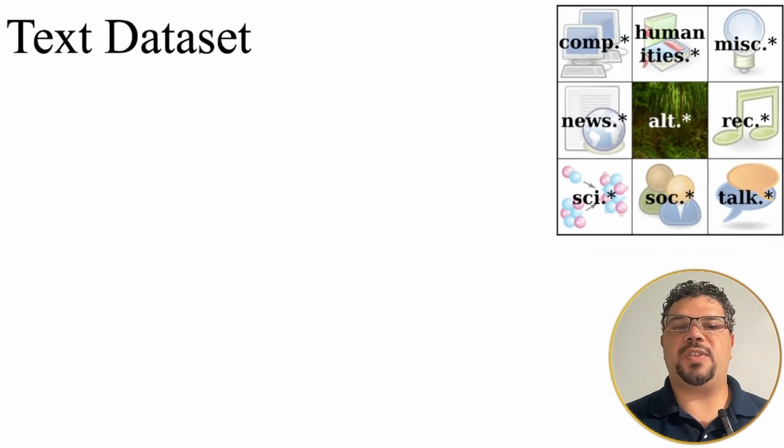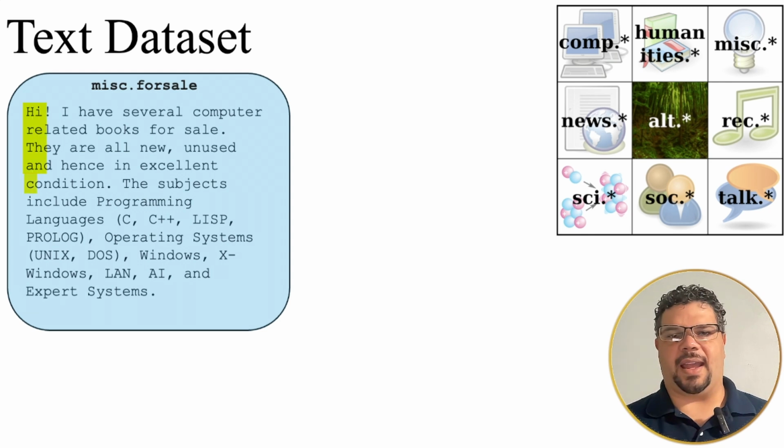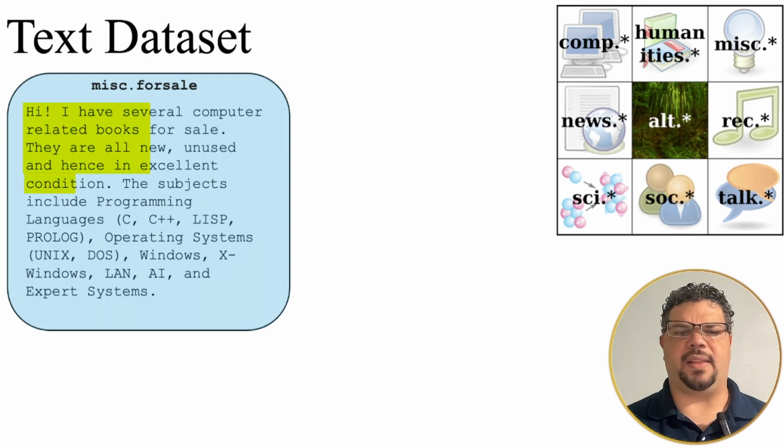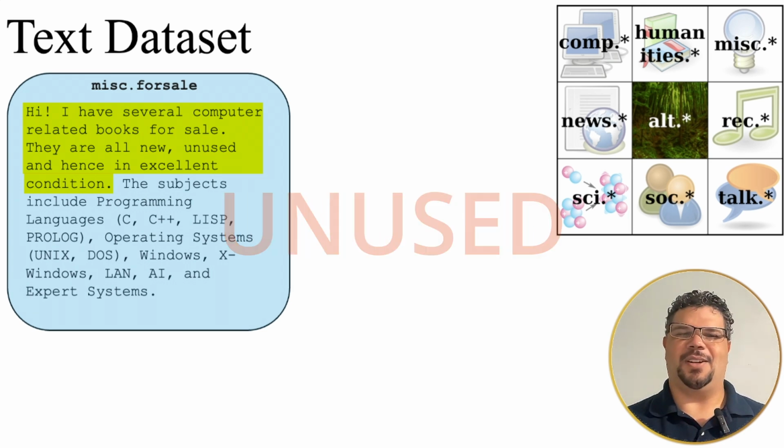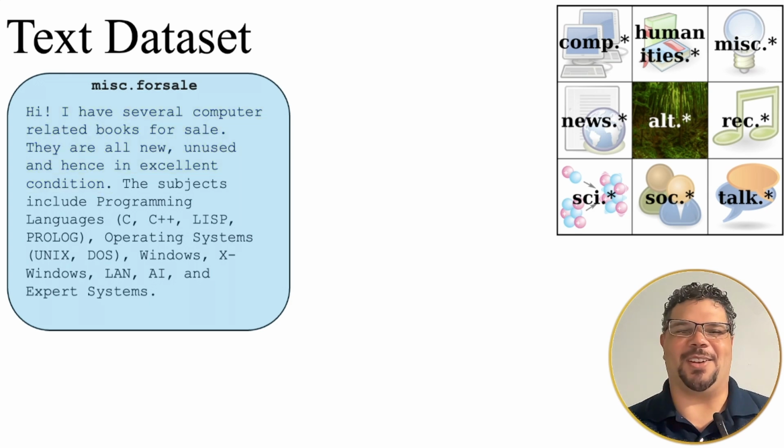So, what does our Usenet text dataset look like? We'll have a collection of messages from a variety of different newsgroups. Here's an example message from the For Sale newsgroup. "Hi, I have several computer-related books for sale. They're all unused and hence in excellent condition." They're all unused. Oh no, read your programming books. Okay, or maybe just watch my YouTube videos.